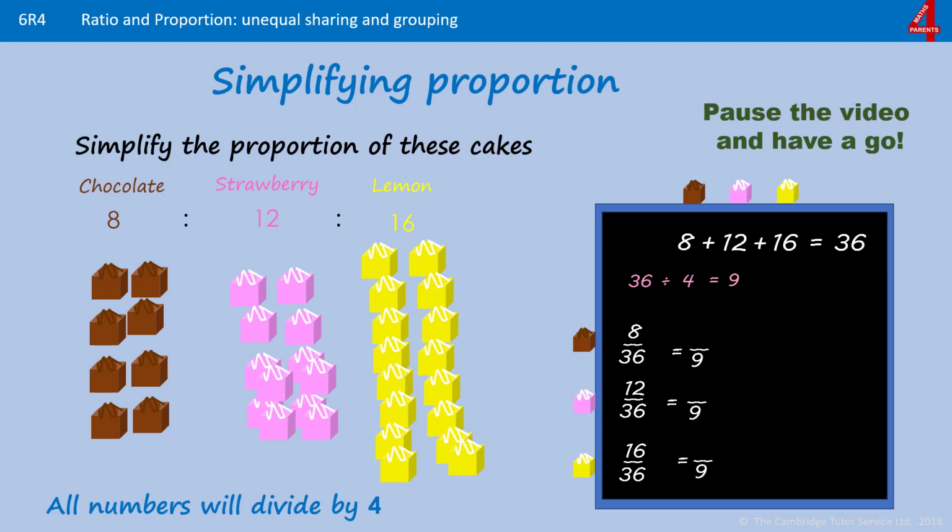8 divided by 4 is 2, 12 divided by 4 is 3, 16 divided by 4 is 4. And you can see what the proportions are now that they've been simplified. Again, children who are familiar with simplifying fractions will see that the proportion for the strawberry cakes can be simplified to 1/3, but because we're working with other numbers that can't be simplified any further, we're keeping them all as 9ths so that you can see the comparison.